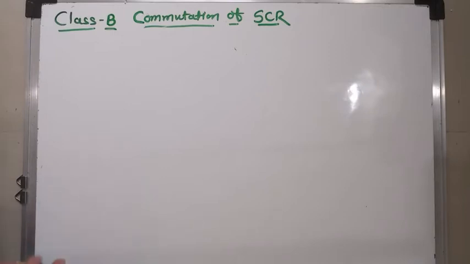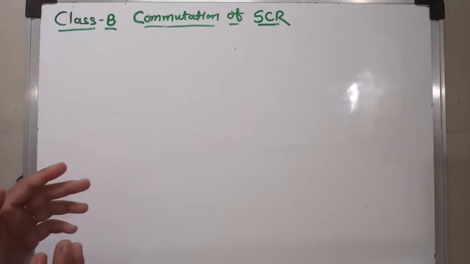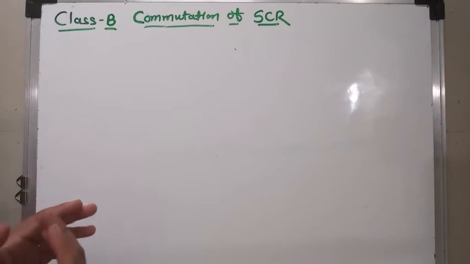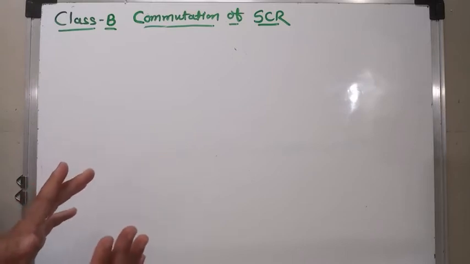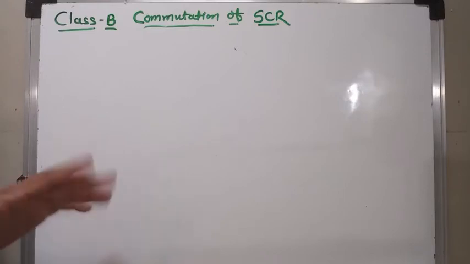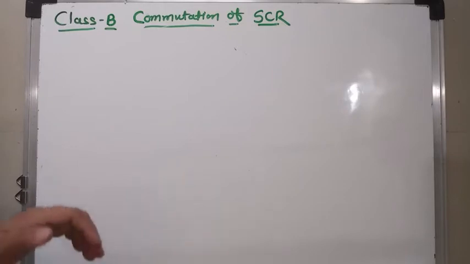Today I am going to discuss the class B commutation of an SCR. As we have seen, in a previous section I already discussed the classification of commutations, class F commutation and class A commutation. Now today I am going to discuss the class B commutation.